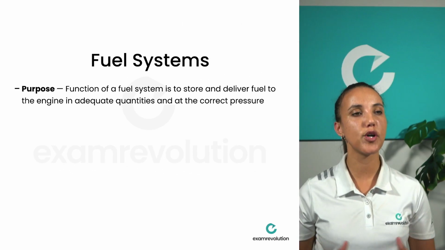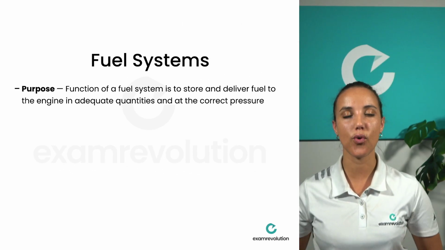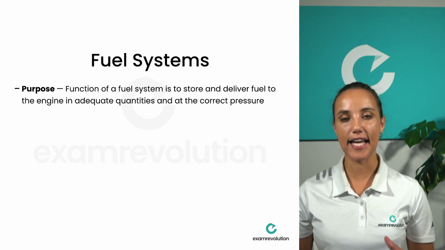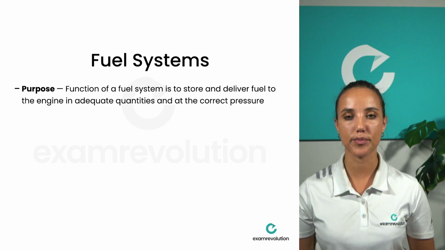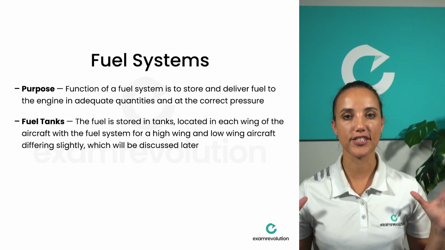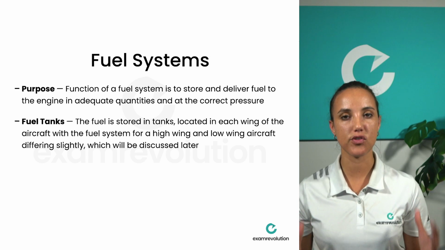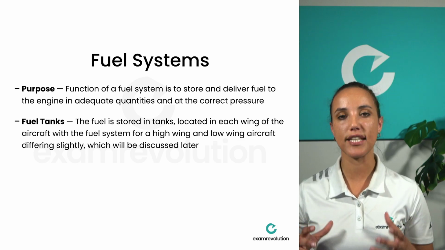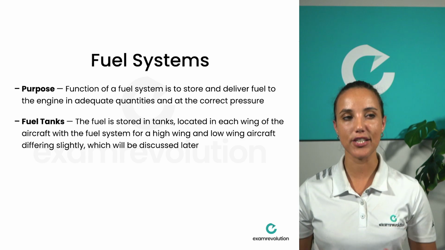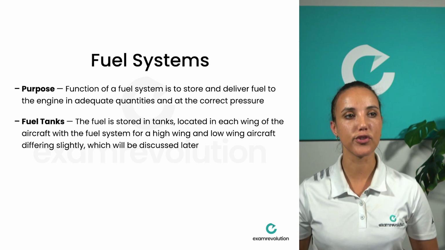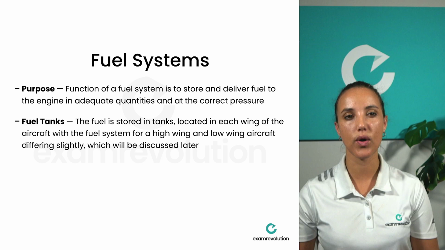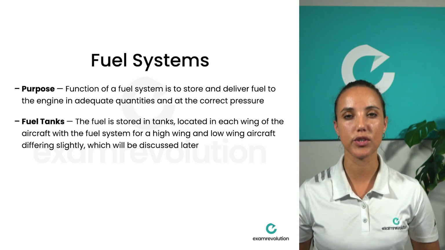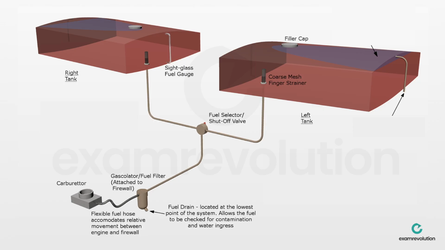Now the function or the purpose of a fuel system is to store and deliver fuel to the engine in adequate quantities and at the correct pressure. Now in order for us to deliver fuel to the engine, it must be stored somewhere. So fuel is stored in the fuel tanks located in each wing of the aircraft, with the fuel system for a high wing and a low wing aircraft differing slightly, which will be discussed later on.